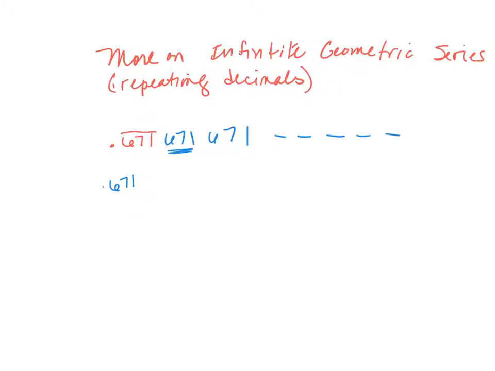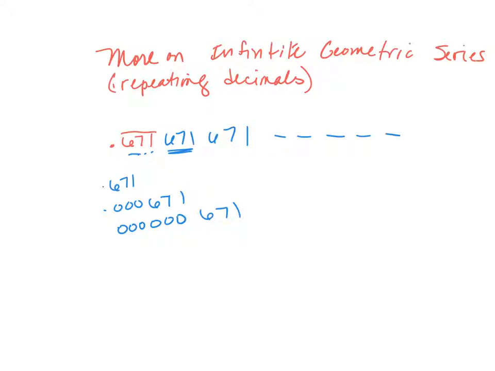This number here is 0.000671. Do you understand that? Because these three would be 000. This one here would be 0.0000671. And when you add them together, you would get 671, 671, 671, right?